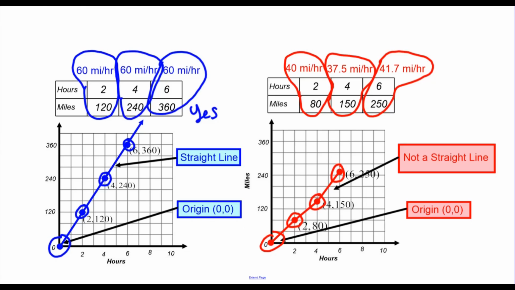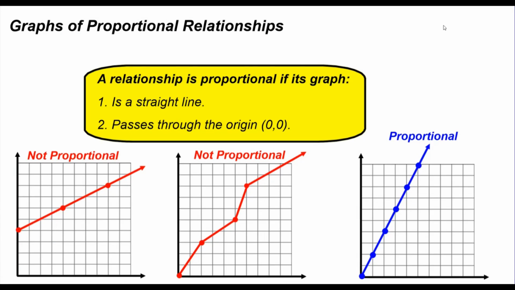So it looks like there's two things that have to be true when we have a proportional relationship. And those things are, it has to be a straight line, and it has to pass through the origin. If one of those two is not true, then it will not be a proportional relationship. So now we can tell just from a graph if a relationship is proportional or not, and we don't need to use the table to find that constant rate.